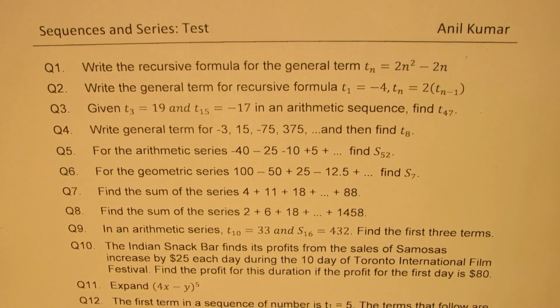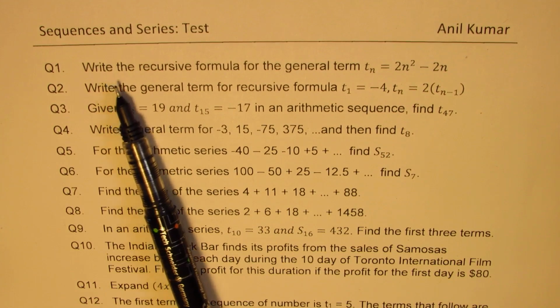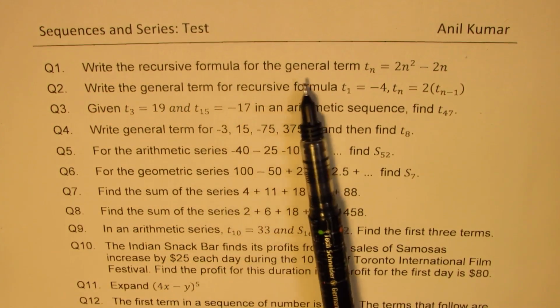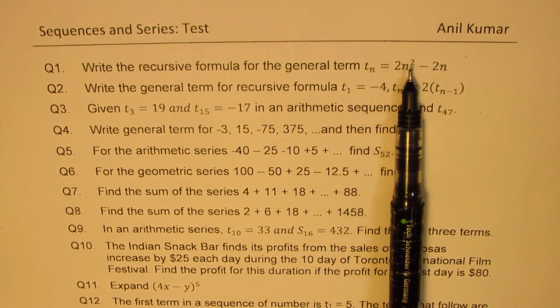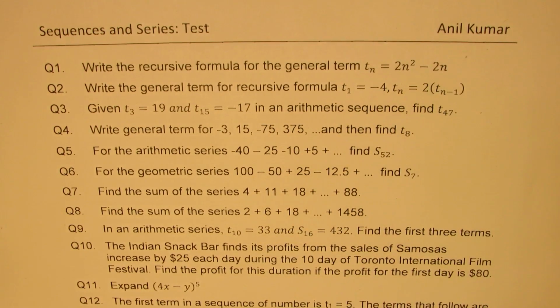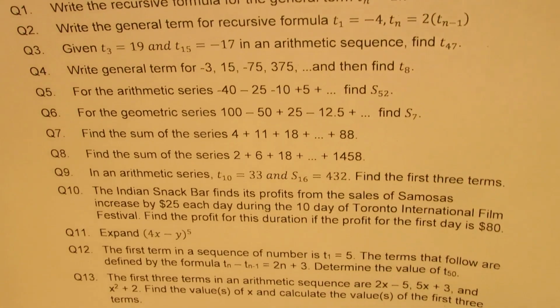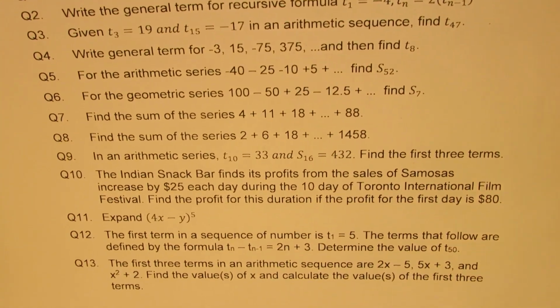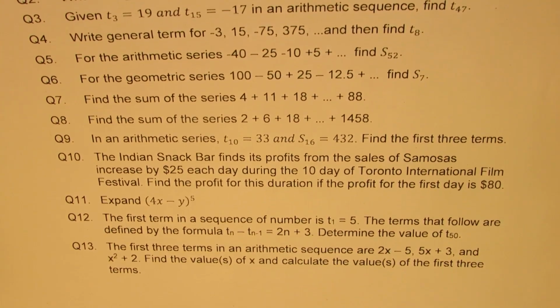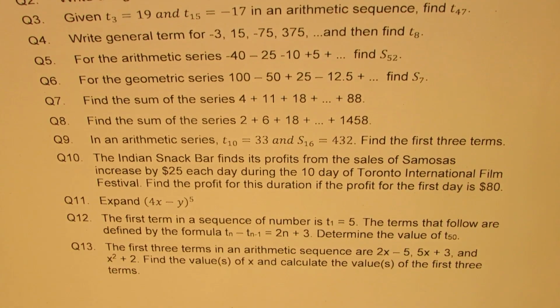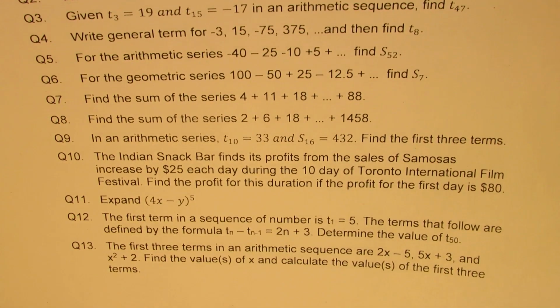Now for some questions, especially question number 1, which is write the recursive formula for the general term Tn equals 2n squared minus 2n, I'll provide you with different types of solutions that will help you to adopt an approach which is good for you, right? So the other questions on this page, especially the 13th question, is right here before you. You can now copy these questions, solve, and then look into my solutions.